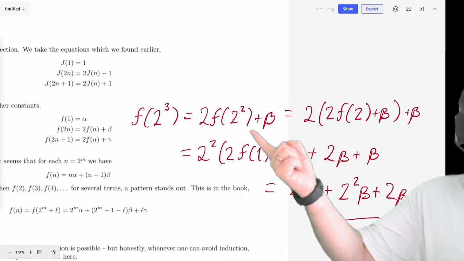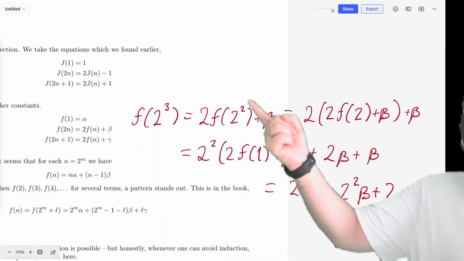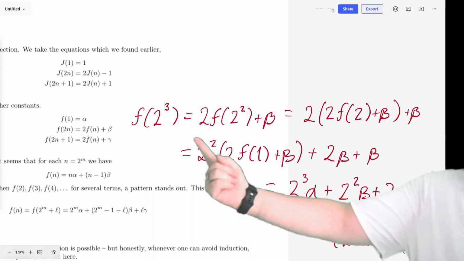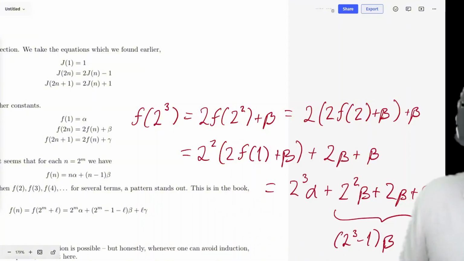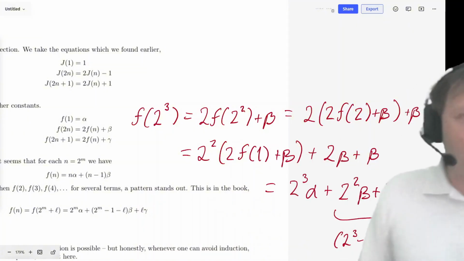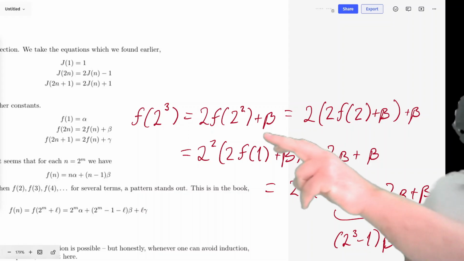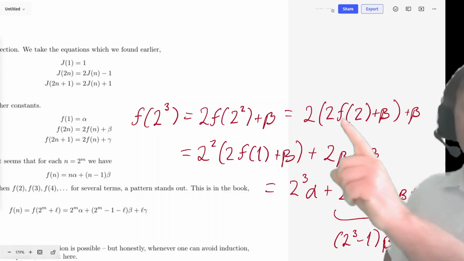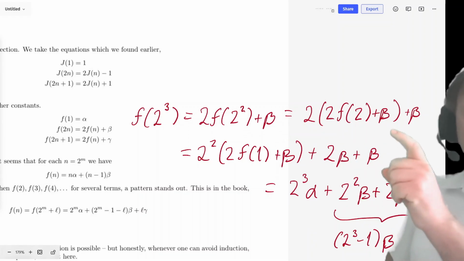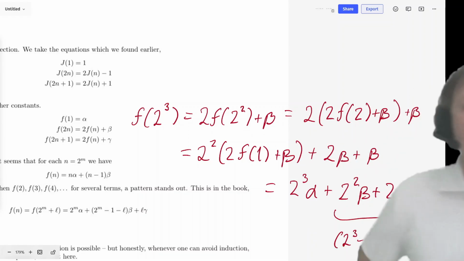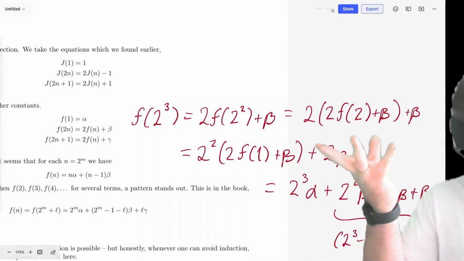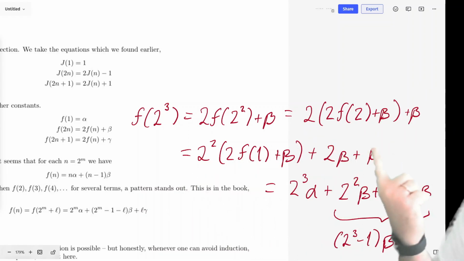I think the first step is fairly straightforward. We always take whatever is inside, cut it down by dividing by 2, but you get a 2 on the outside and you get a plus beta. That's pretty straightforward. Now the next move is a little more complicated, but we take that f of 2 squared, we cut it down by half, a 2 appears on the outside and a plus beta. That's not too bad. But now I'm going to start doing a whole bunch of steps all at one time, for the sake of being quick, but this can be a little confusing.